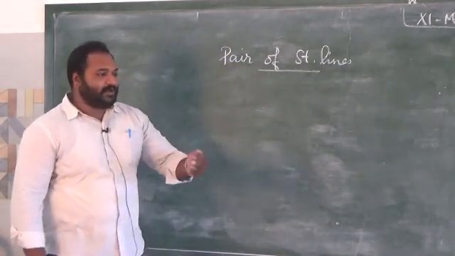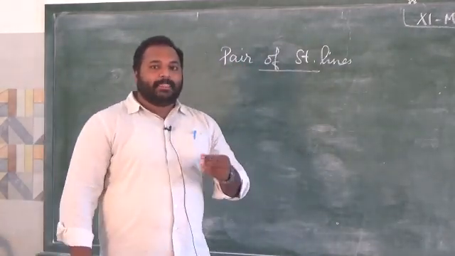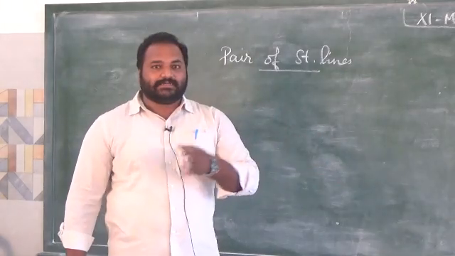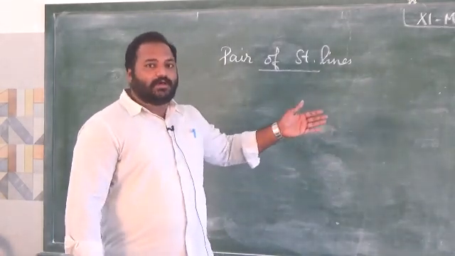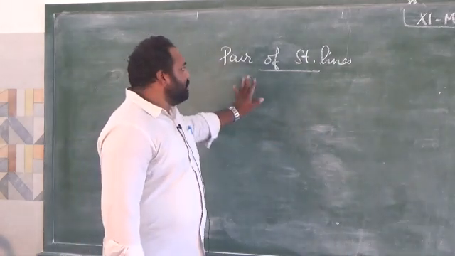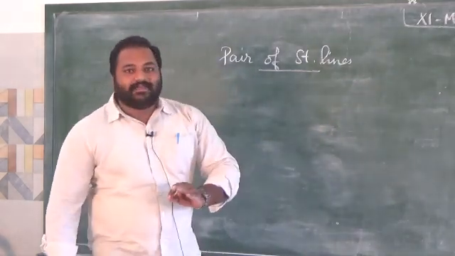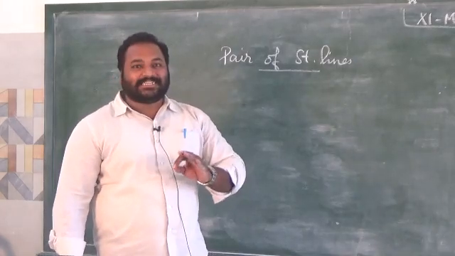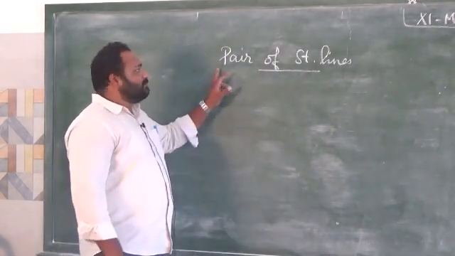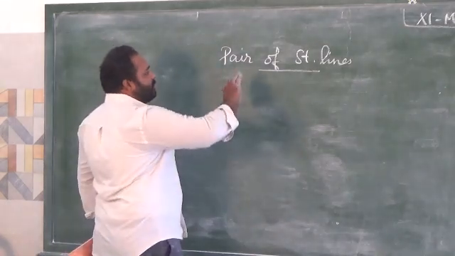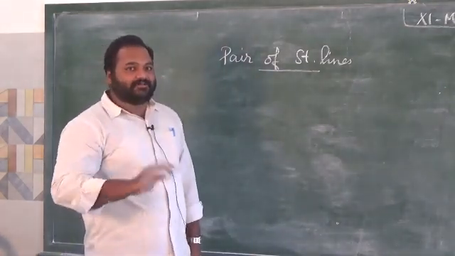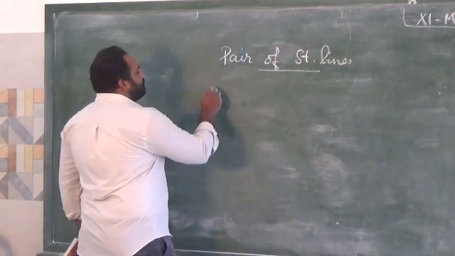So far we have learned only separate lines and their equations. Here, the equations of two lines are expressed together, this is a pair of straight lines. Before we see the general form of pair of straight lines, first we will see the separate equations.